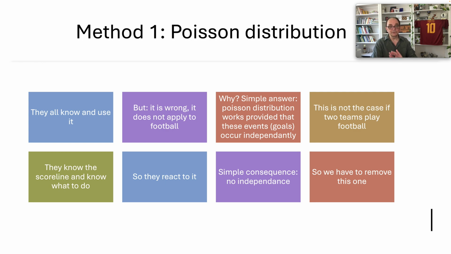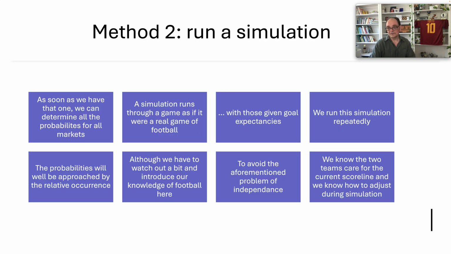It's what many people use, and they think they have the advanced method, understanding this basic mathematics, but it's not the right method. So I started with running a simulation. As soon as we have that one, we can determine all the probabilities for all markets. This question is not answered, or rather all the questions are not answered by Poisson. So this one is even a lot better.